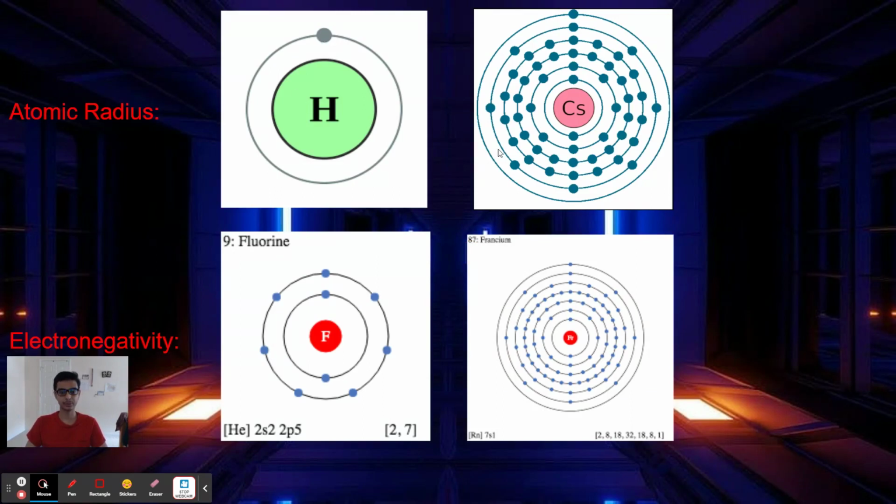So for the atomic radius, let's take hydrogen and cesium for example. They come in the same group, group 1A, and hydrogen has one electron. That means it has a smaller atomic radius, because look at the distance from here to here. While cesium has a larger atomic radius because it has a lot of electrons and protons.